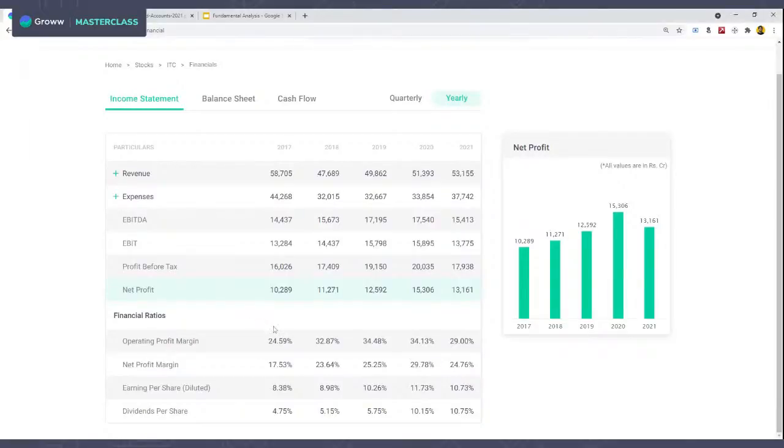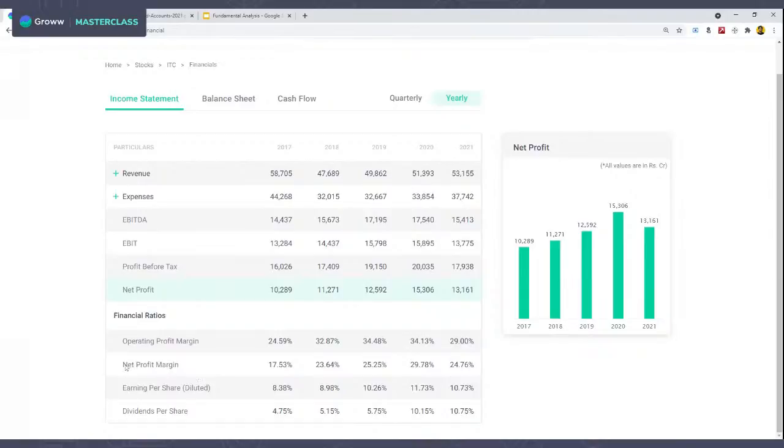So what we should look at is whether it is growing. See how it is growing. In 2017, it was 24%. Then it became 32, 34, 34. That means they're operating at a 34% profit margin. And in 2021, because of the COVID pandemic, it fell down. And how did we come to know that it fell down? Because we read the annual report under the management and directors report.